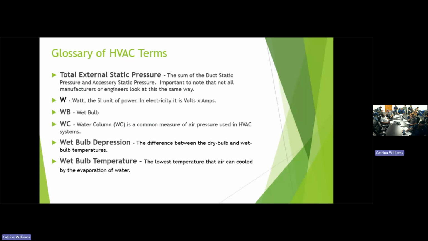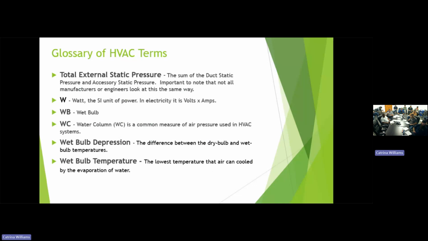A watt. We talked about what a kilowatt is. Well, a watt is just electricity. It's volts times amps. That's what a watt is. And again, remember, a kW is 1,000 watts.